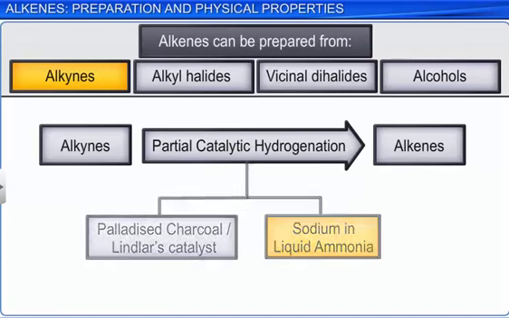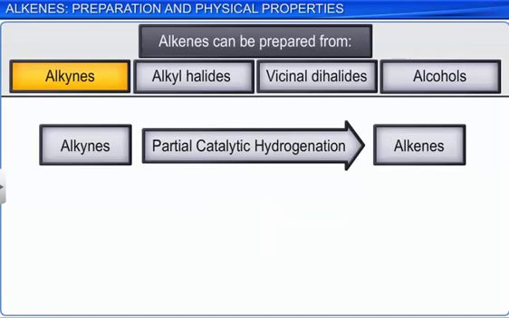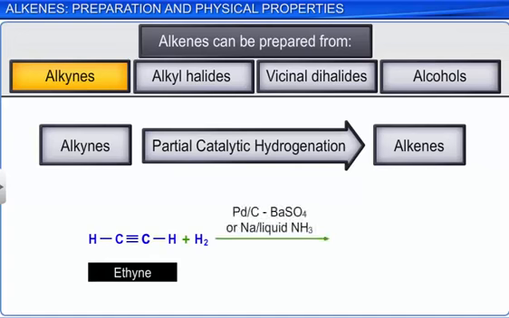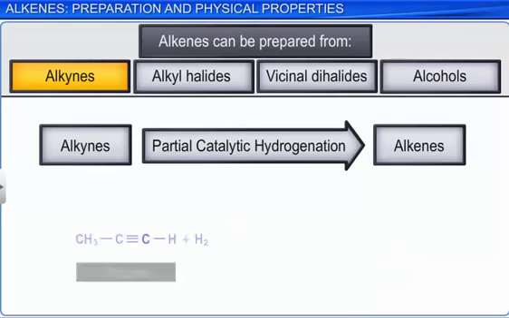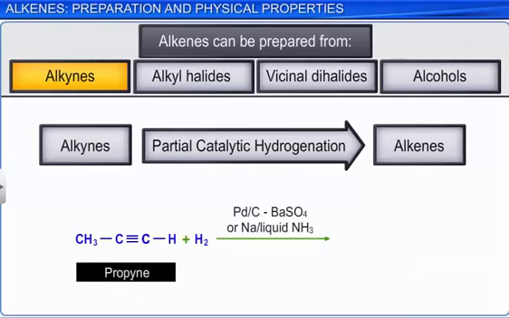For example, ethyne, on reduction with palladized charcoal or sodium in liquid ammonia, forms ethene. Similarly, propyne, on reduction with palladized charcoal or sodium in liquid ammonia, forms propene.